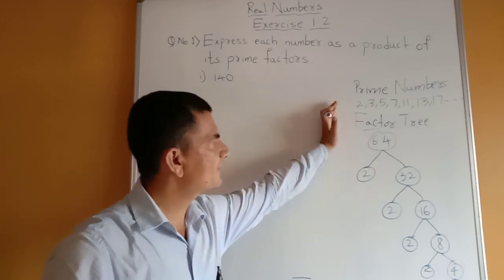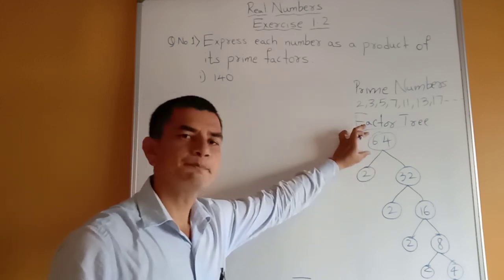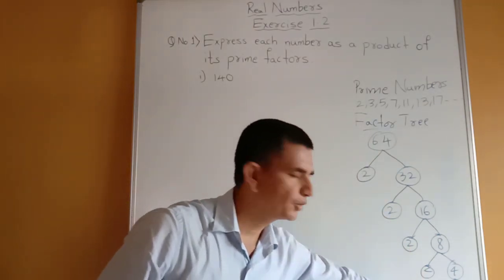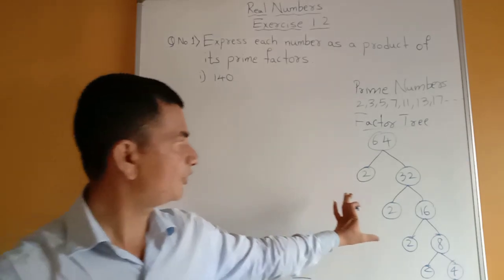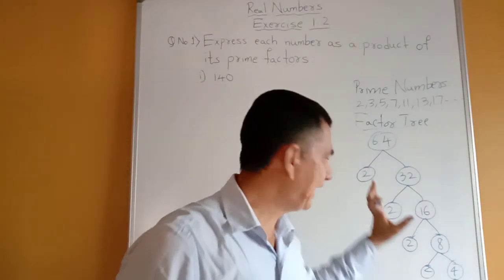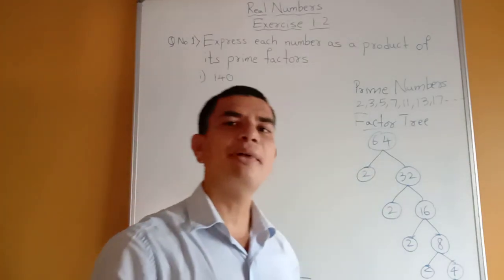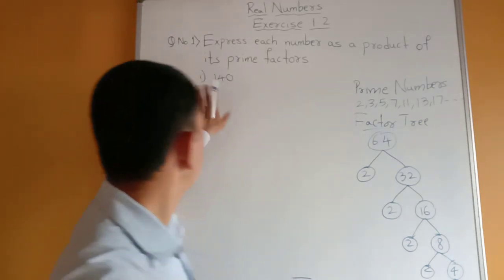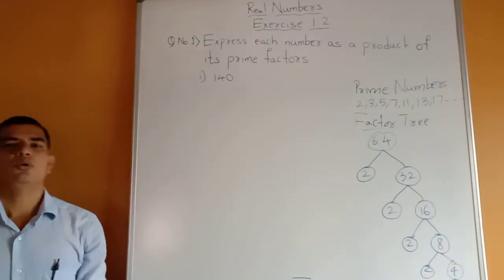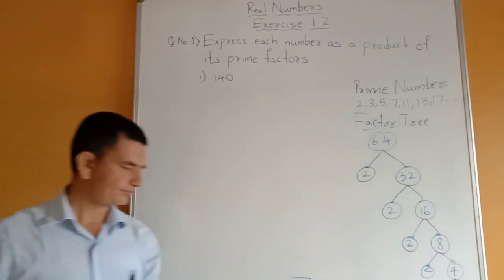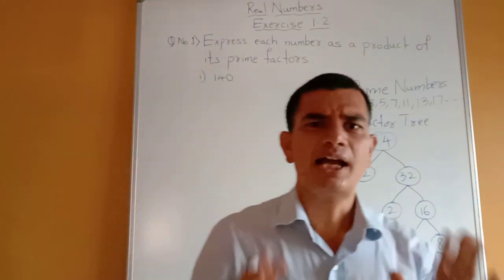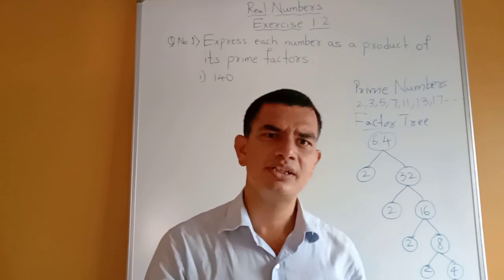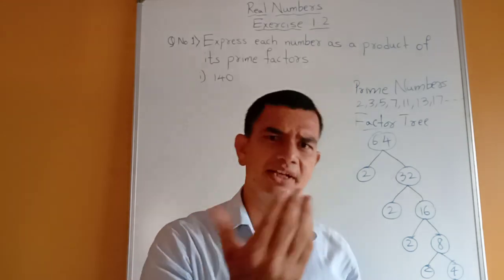Okay, now for 64, what are the factors? We can write here 2 into 2 into 2 into 2 into 2 into 2. These 2s are the prime factors of this 64. Like this, in exercise 1.2 we are going to solve the first question, that is 140. Okay students, here I am explaining the questions they have given in the exercise properly, so understand that clearly.